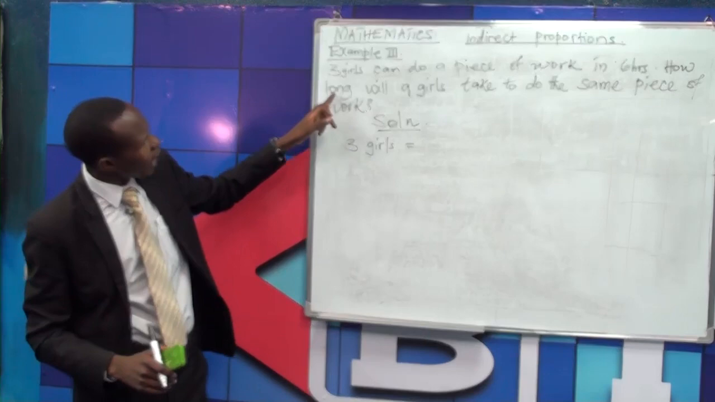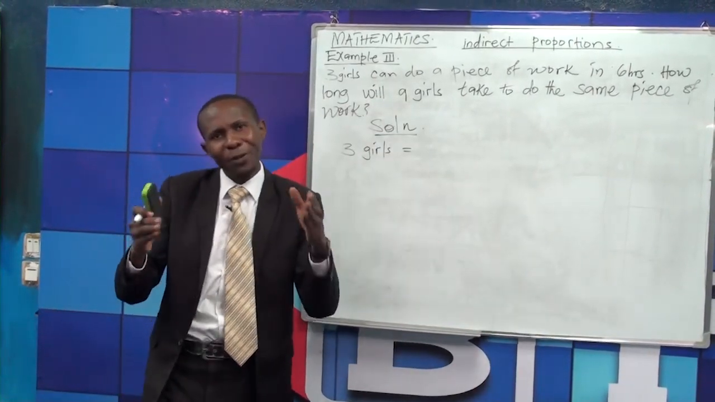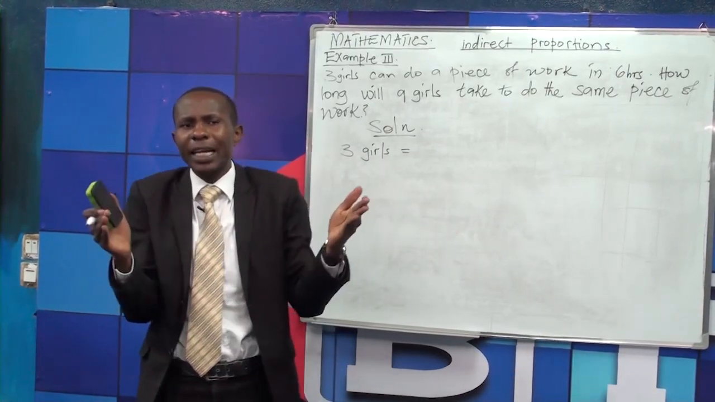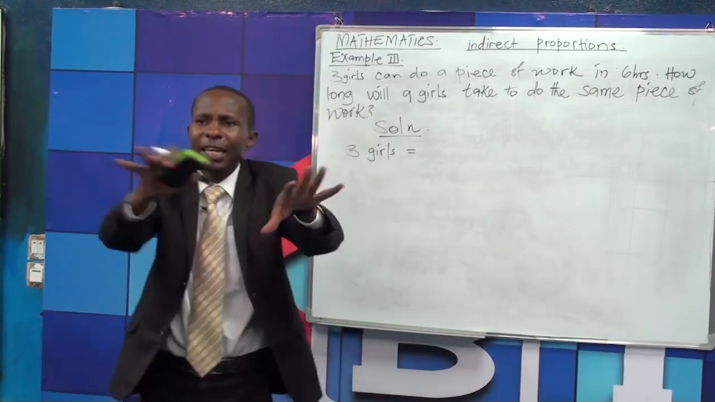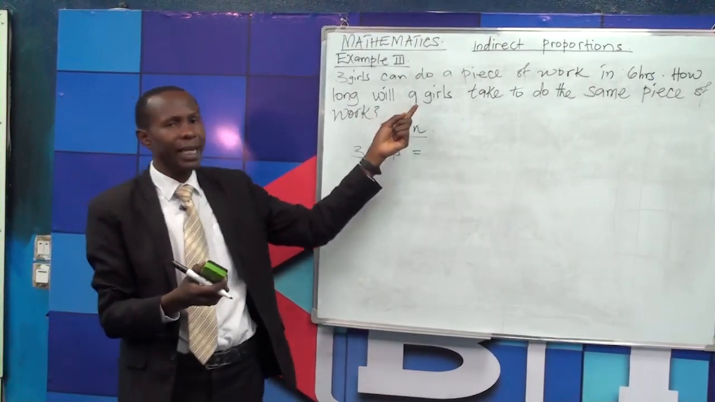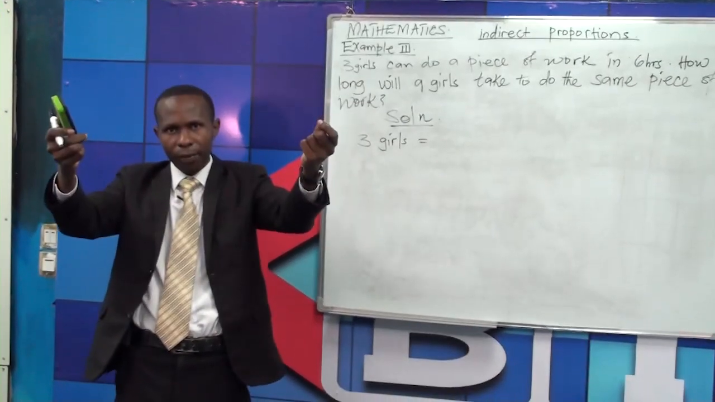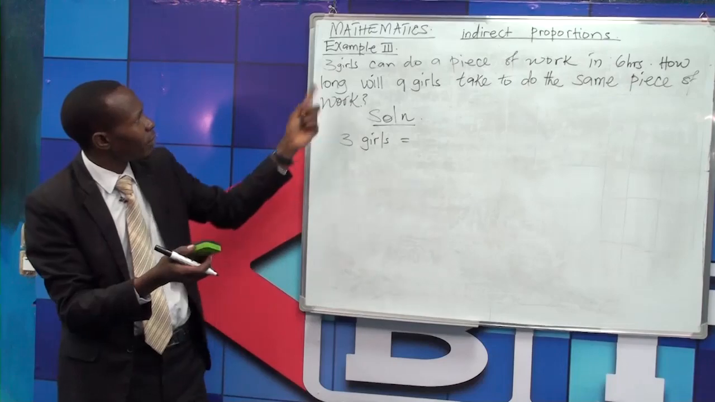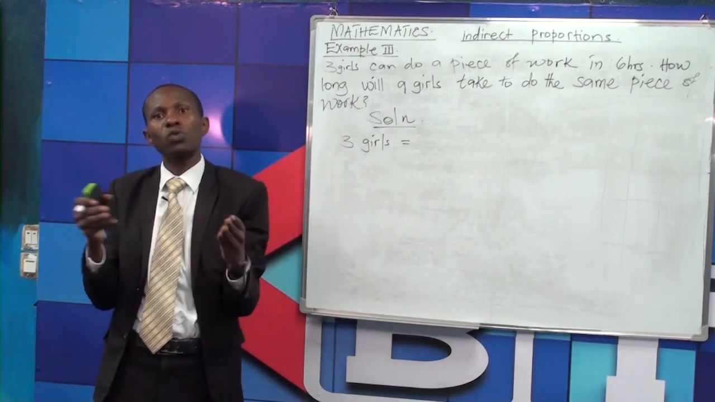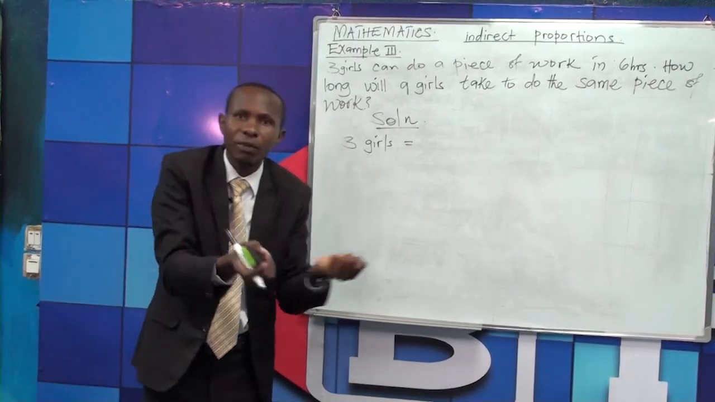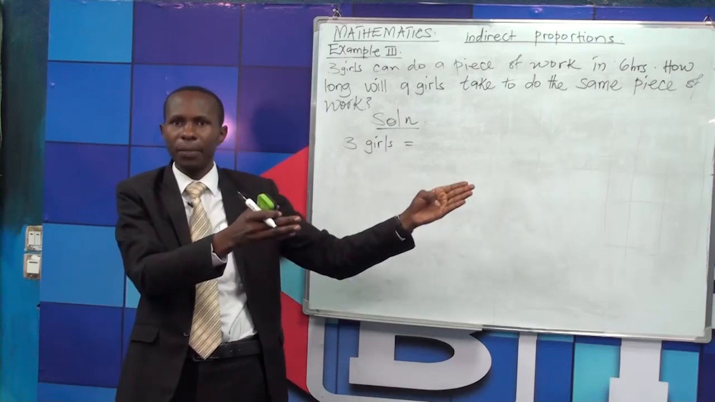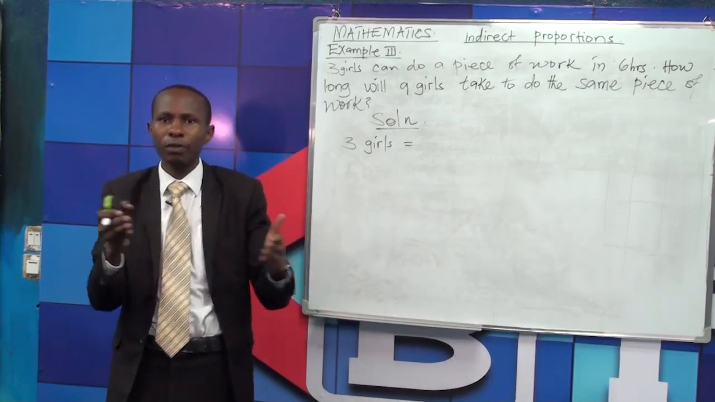Now they are saying, how long will it take if you are now 9? First of all, look at this. If you are only 3, you'll wash for how long? 6 hours. What about when you are 9? Do you think time will go up or you'll wash in a very short period of time? You have to look at that first of all. When you have very many, you'll not wash for too long. But if you are very few, you'll wash for very many hours because you'll be doing a lot of work. You'll be required to wash a lot of clothes. But when you are very many, everyone will be washing few clothes. So if you're washing very few clothes, you'll finish within a short period of time.